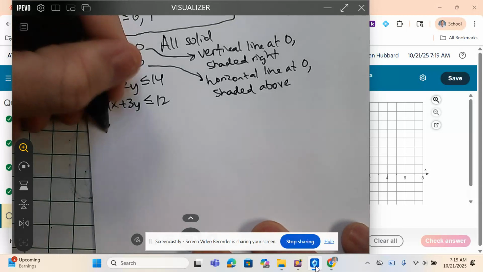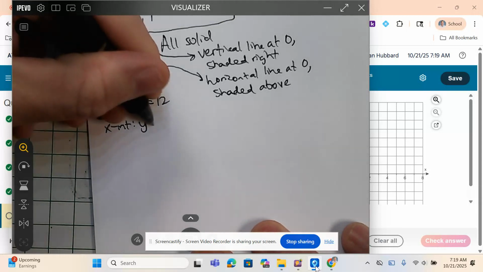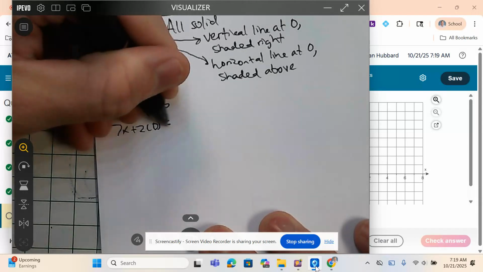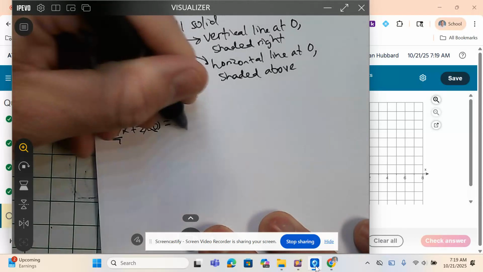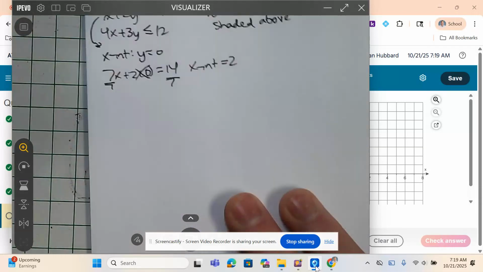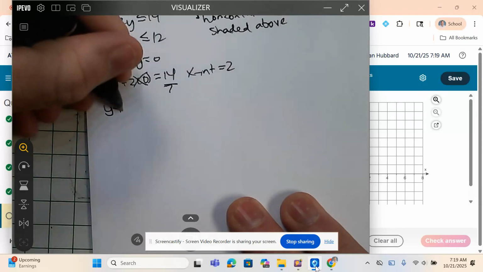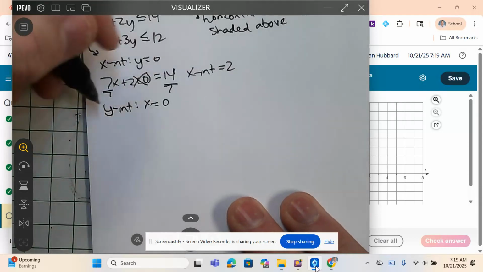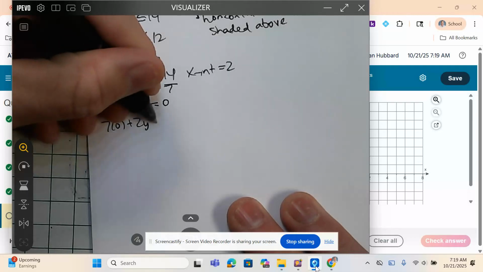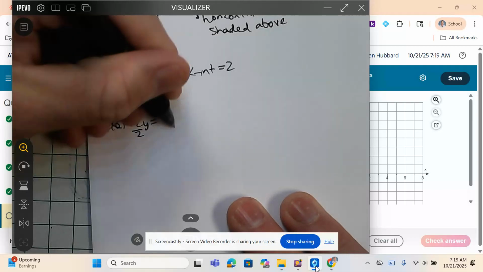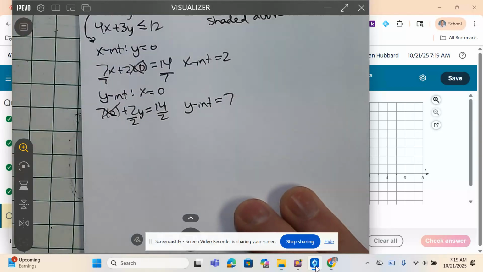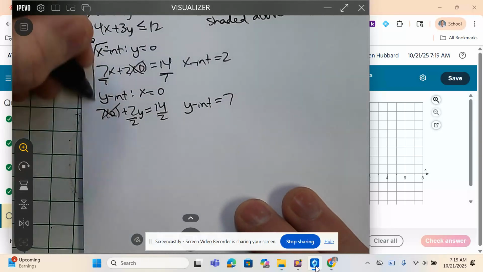Okay, so now on this one, we'll go down this one first. To find the x-intercept, make y equal 0. So 7x plus 2 times 0 is equal to 14. Divide by 7, divide by 7. The x-intercept is equal to 2. Now to find the y-intercept, make x equal 0. So 7 times 0 plus 2y equals 14. Divide by 2, the y-intercept is equal to 7. Okay, so that's this part.